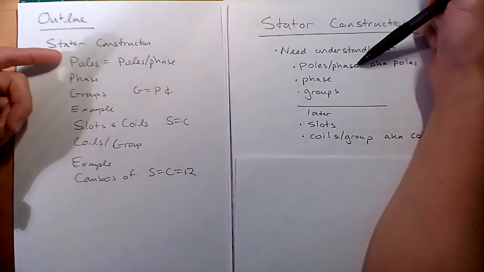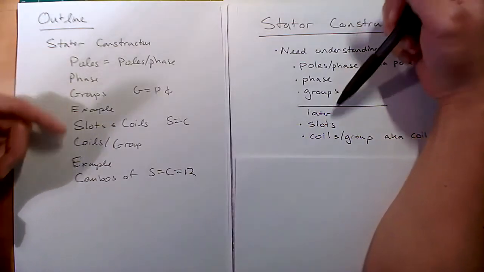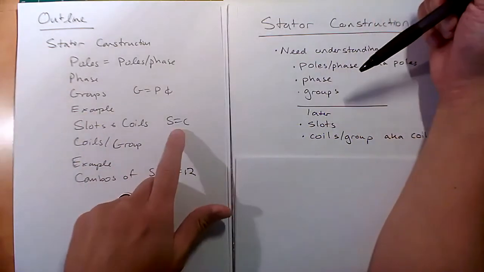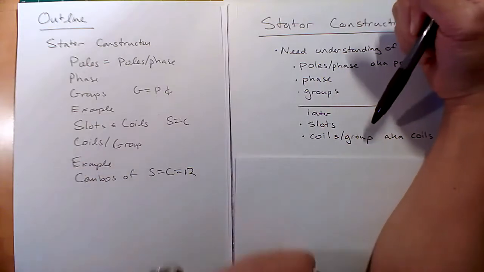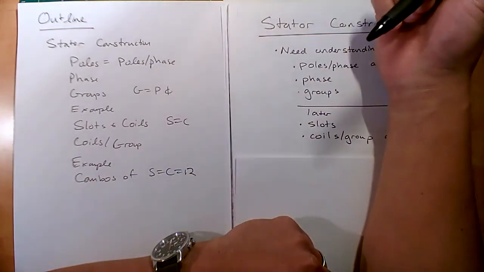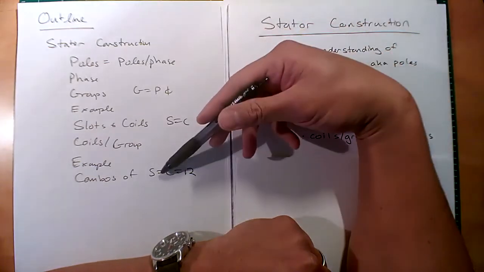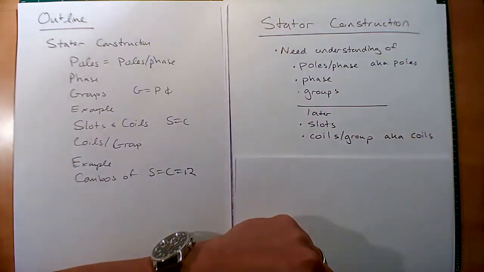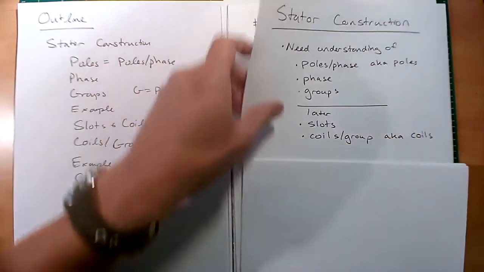So we'll look at poles, or poles per phase, groups, slots, and actually the slots equals the number of coils, and we'll look at coils per group. The last thing we'll look at is combinations that you can build with when your slots and coils are 12. All right, so let's break it down and look at some interesting cases.